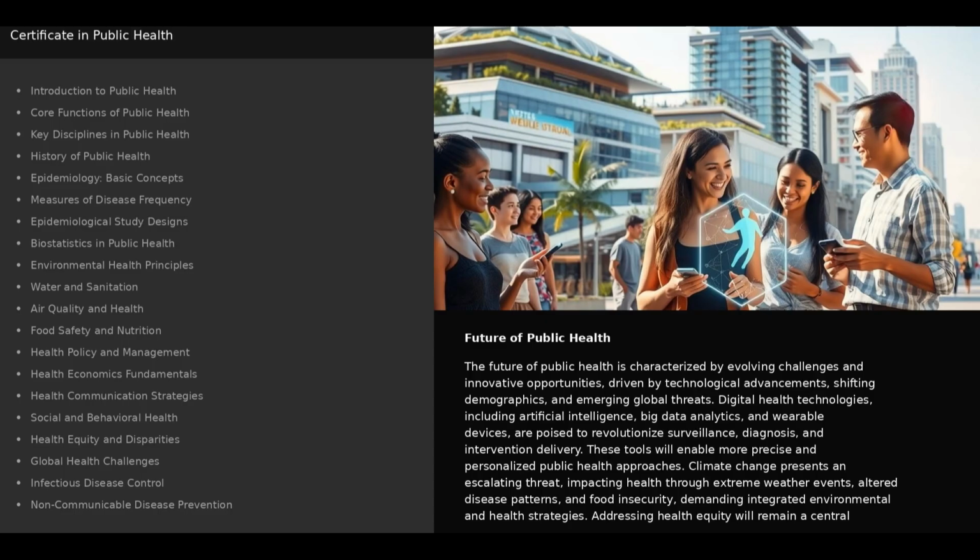Climate change presents an escalating threat, impacting health through extreme weather events, altered disease patterns, and food insecurity, demanding integrated environmental and health strategies. Addressing health equity will remain a central imperative, requiring systemic changes to dismantle structural barriers to health. Public health must adapt to these complex dynamics. It requires foresight and adaptability.